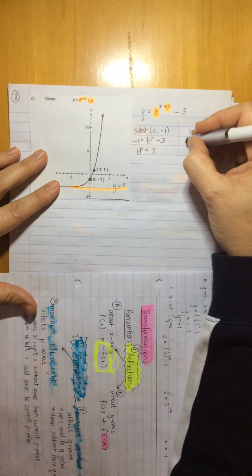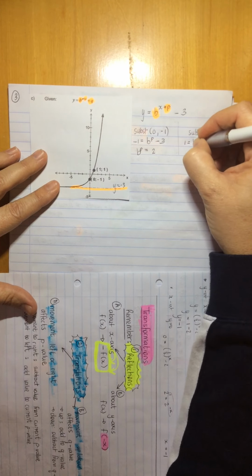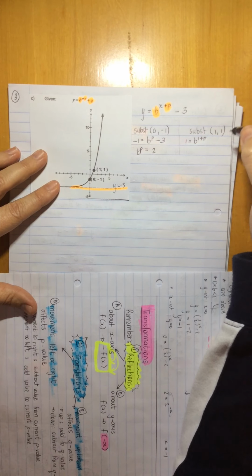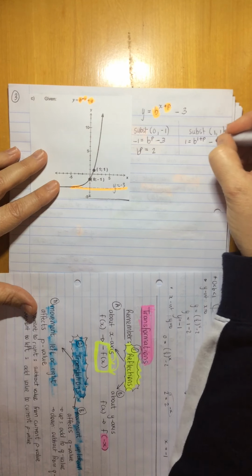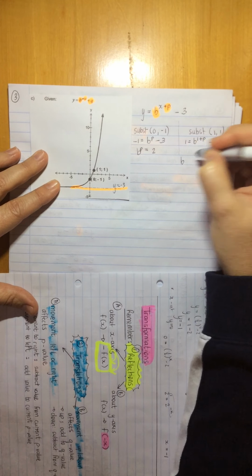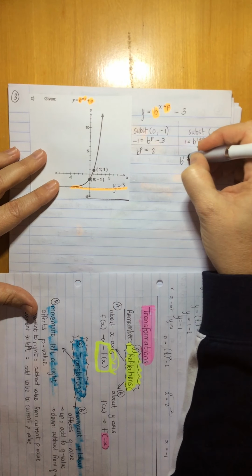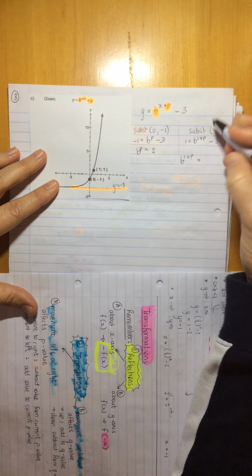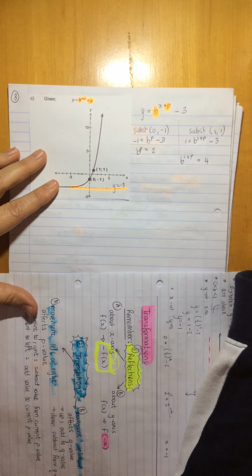I need more. If I substitute 1 and 1, I will have 1 is equal to b to the power of 1 plus p minus 3. That means that b to the power of 1 plus p is equal to, minus 3 goes over, equals 4.